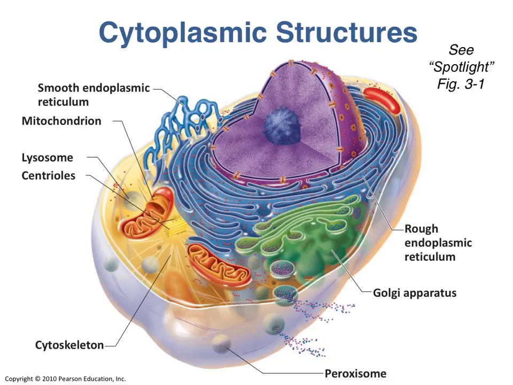This is just a quick picture illustrating some of the important cytoplasmic structures that you will see. If you take a look in your textbook, there's a spotlight figure, 3.1, that goes into a lot of detail about the cytoplasmic structures and their functions.